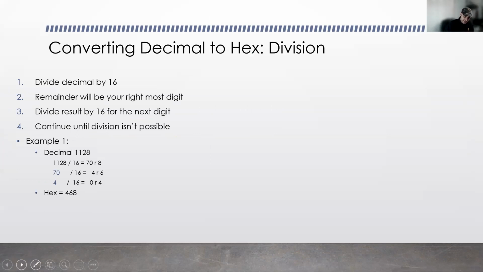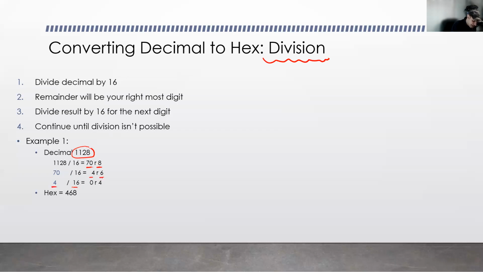To convert from decimal to hexadecimal or hex, we again do the division, just like what we did with decimal to binary. We divide by 16 each time, and the remainder will be part of the final answer. Like for example, convert 1128 to hexadecimal. So we divide by 16. This will give us 70 and remainder of 8. Then 70 divided by 16 will give you 4, remainder 6.